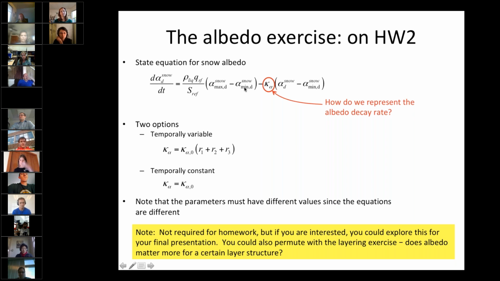You set what the maximum and minimum albedo could be, and how it's going to vary with time. You could have this variation with time be temporally constant. It doesn't matter about time of year, it always decays at the same exponential rate. Or you could have it be temporally variable. You could say, well, in the spring it's warmer and the grains grow faster, so I think the decay rate is faster in the spring than in the winter, when it's cold and the grains stay smaller longer.